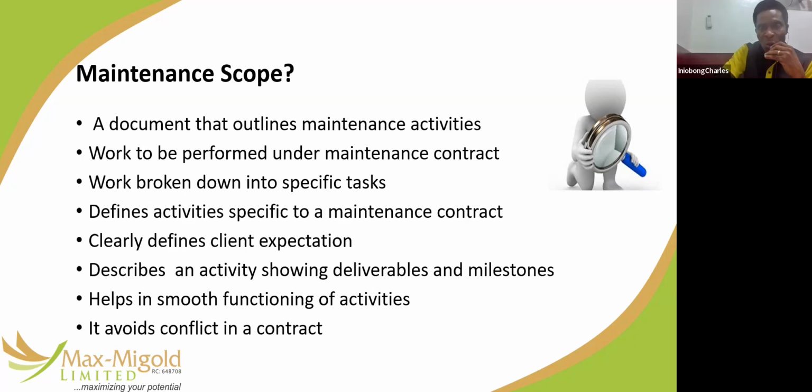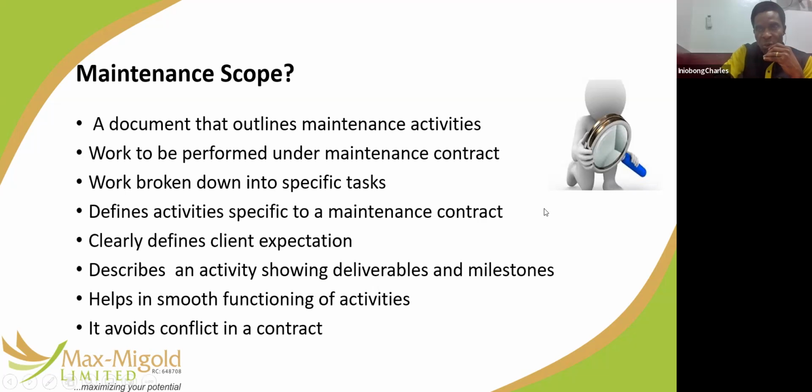Describe an activity showing deliverables and milestones. You must show your deliverables and the milestones. And if payment is supposed to be done by milestone, then you have to put all the necessary records, all the necessary documentation, so that you can be paid. It helps in smooth functioning of activity. When you have a good maintenance scope and you follow it, things will move smoothly. It avoids conflict in a contract.